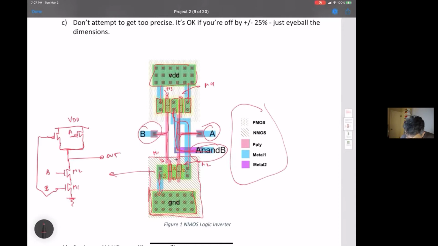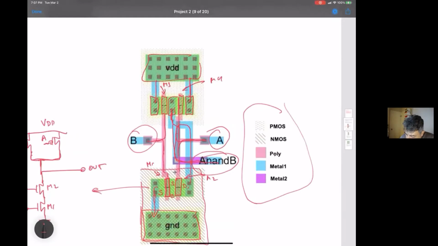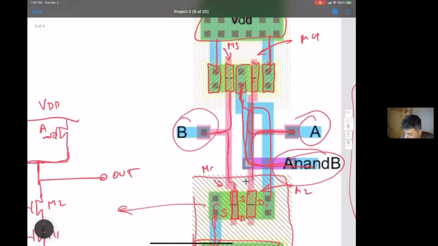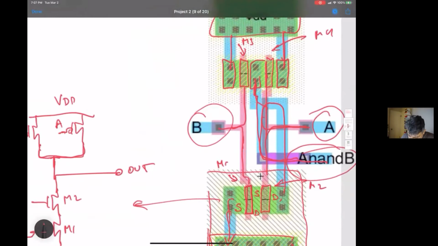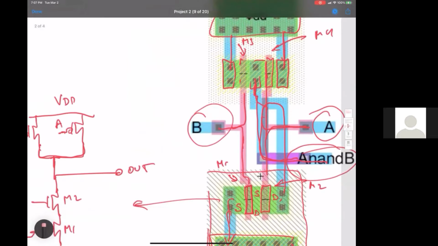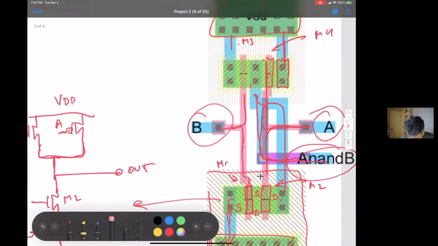Okay, so now let's see. I'm trying to eyeball it. If you had a CAD tool, you would be able to measure this, but in this case, we still don't have our CAD tool. Everybody with me so far, by the way? I'm reading this layout, and it's making sense. So basically you're eyeballing this.